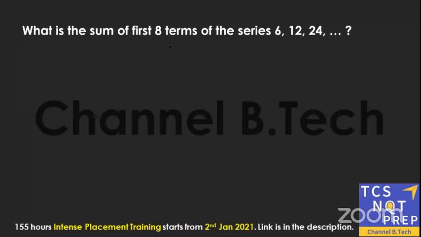See this. What is the sum of the first 8 terms of the series? Now, this is a finite series. The number of terms is given directly, right? So this is a finite series. The R value is greater than 1. What is the R value here? 2. Right? The R value is 2.